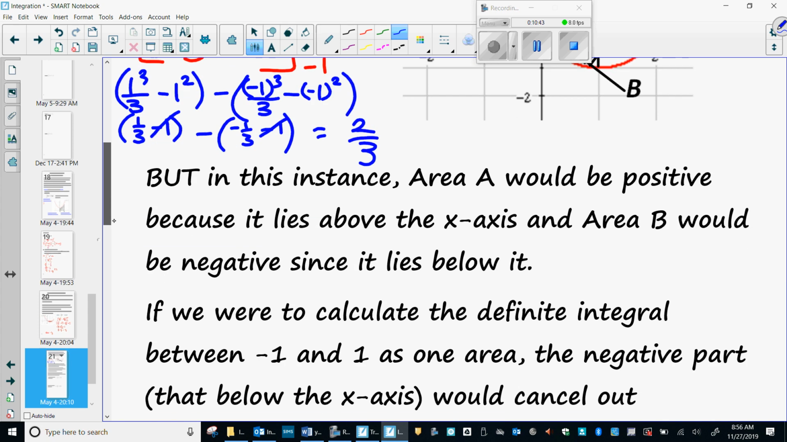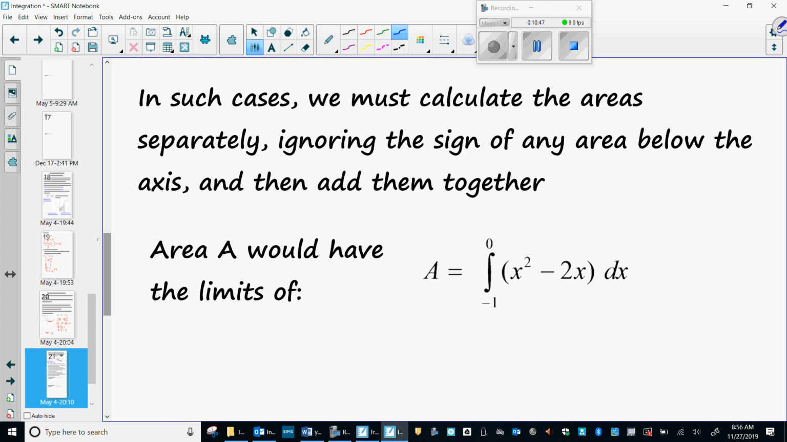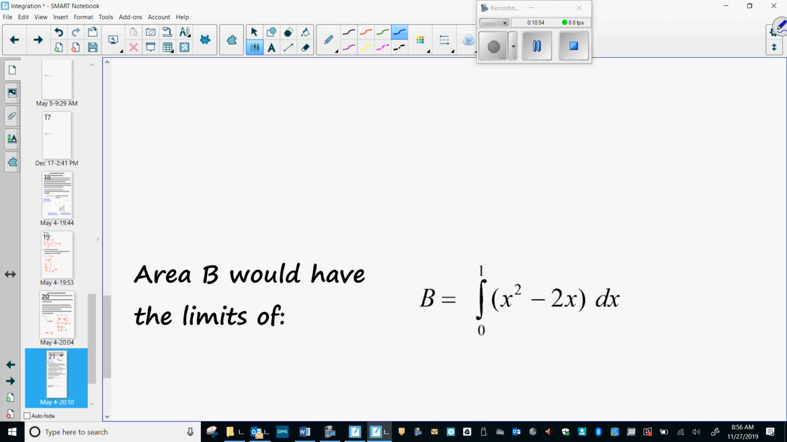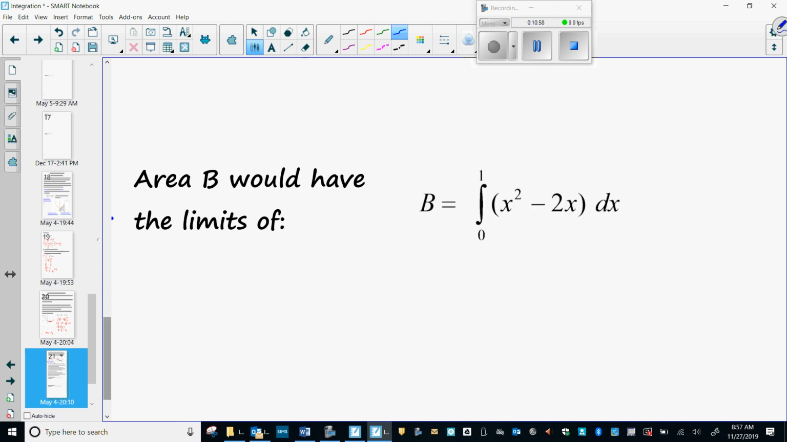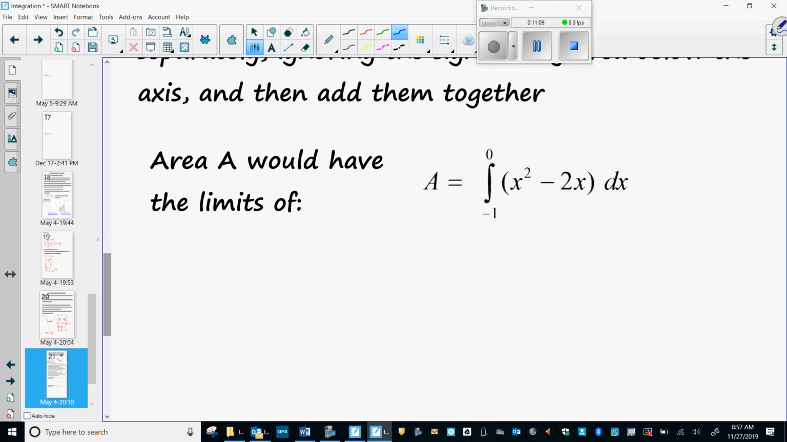So it means that we would have to do the integral between 0 and negative 1, then the integral between 1 and 0, and then add those two together, or add the absolute values of those together. You know what I mean by absolute value? Ignoring the sign. Sure. Yes, I'm understanding what you're talking about.